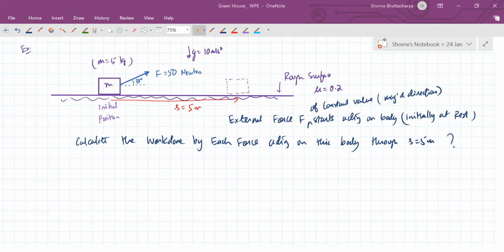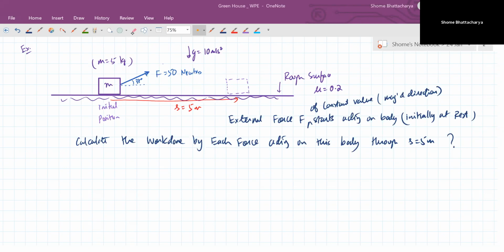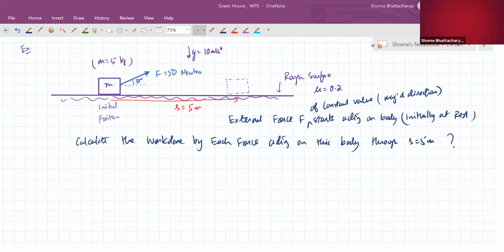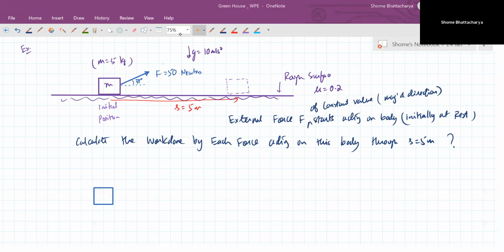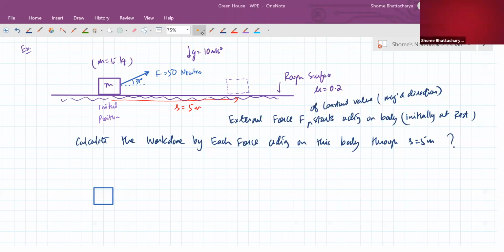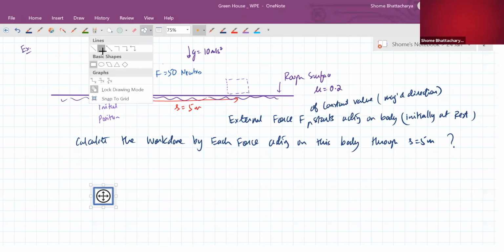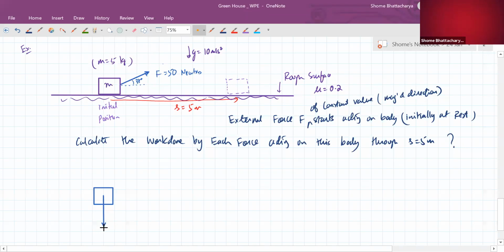Yeah, very good. That's correct. So let's look at the exact values. We make a free body diagram. Understand all the forces acting on it: the weight of the body, normal reaction, external force F acting at theta, and kinetic friction.